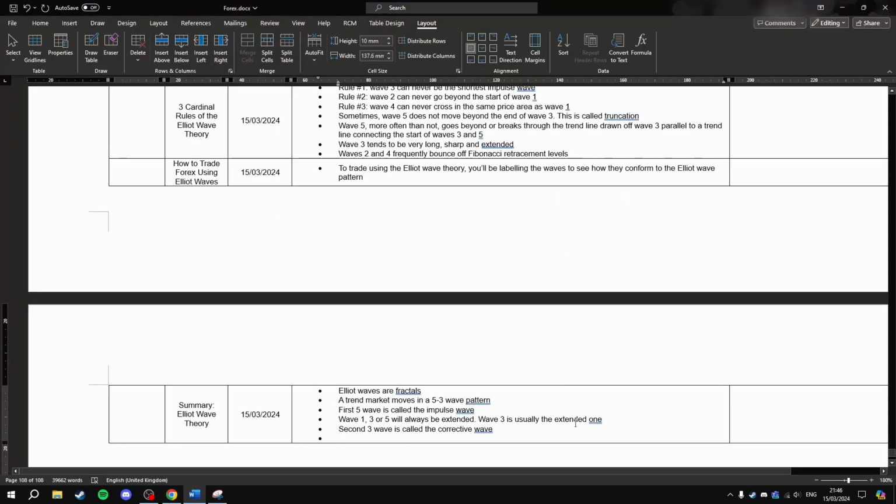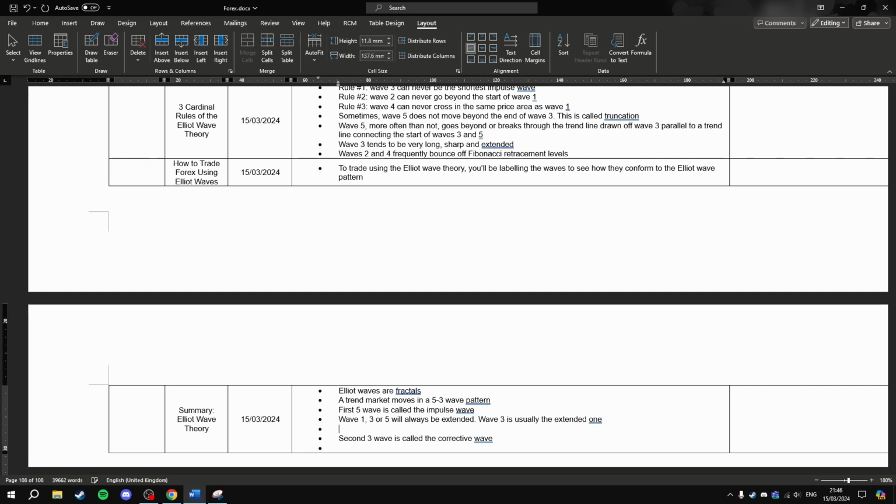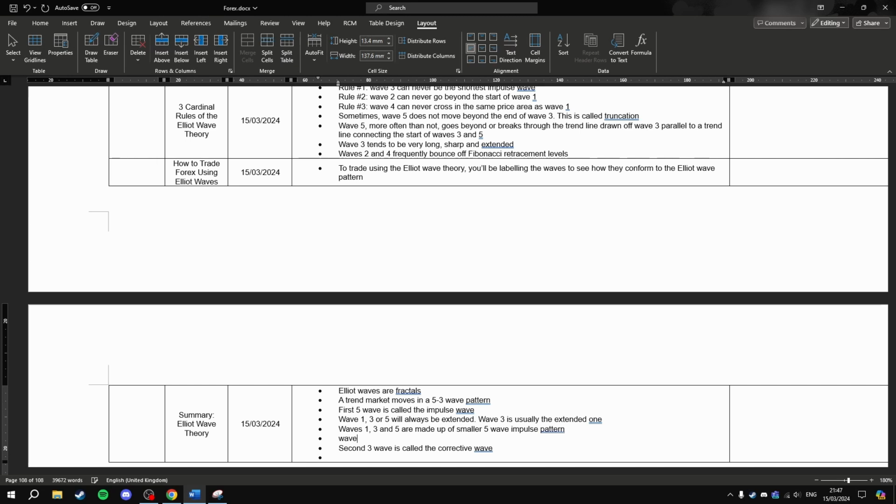Waves 1, 3 and 5 are made up of smaller 5 wave impulse patterns. Waves 2 and 4 are made up of smaller 3 wave corrective patterns.